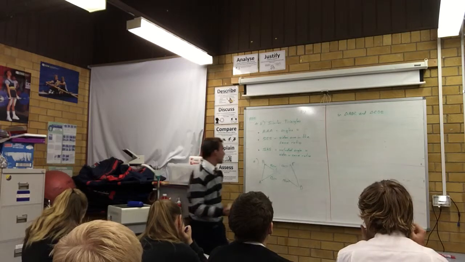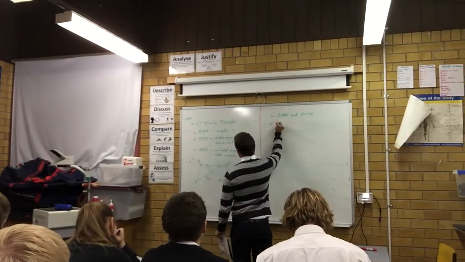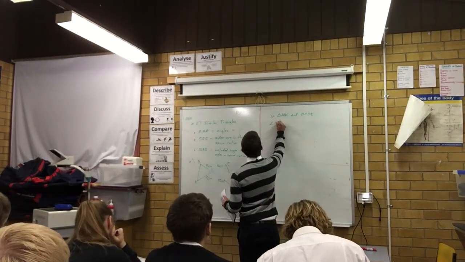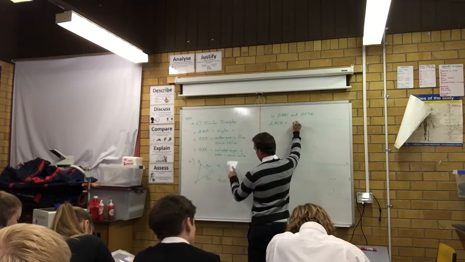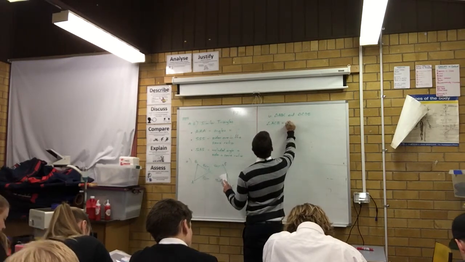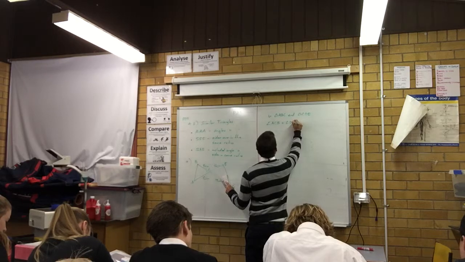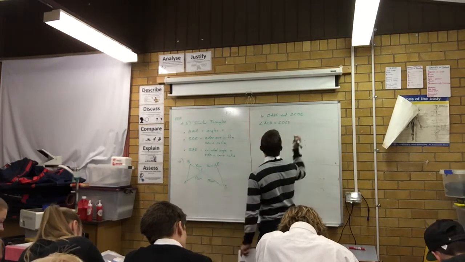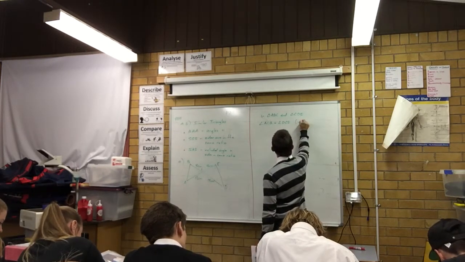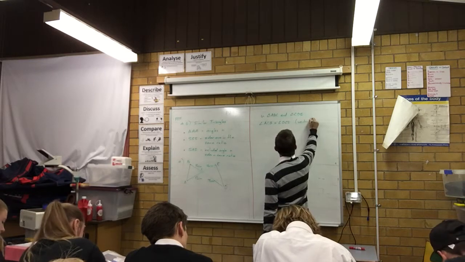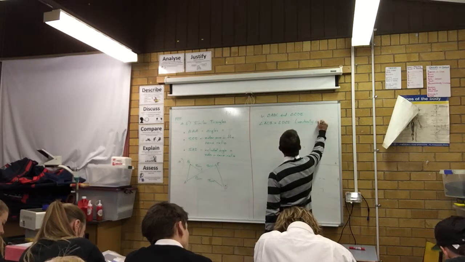Okay, so let's start with the angle. Angle ACB is equal to angle DCE. Okay, and you must give a reason. Vertically opposite angles are equal.